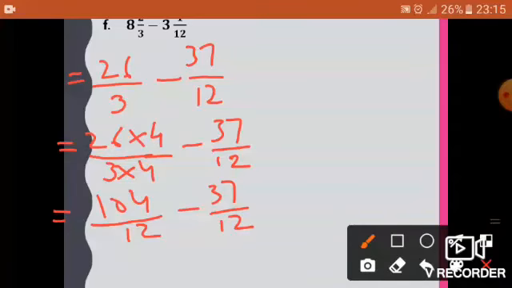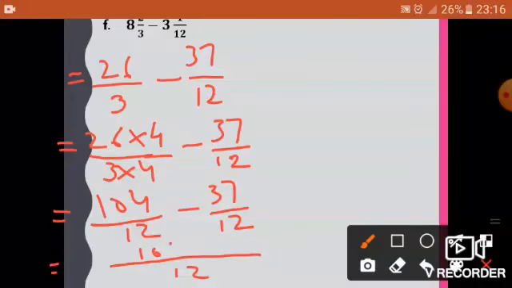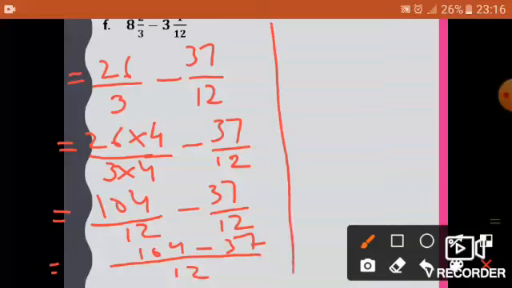Now see, the denominator is the same. So just write it down. Numerators 104 minus 37. Okay, subtract 37 from 104. So what is your answer? 67 upon 12. So this is 67 upon 12.